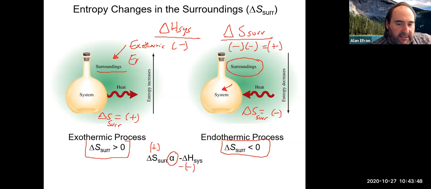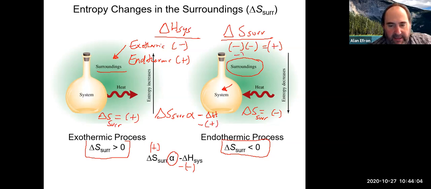If it is an endothermic process, that means my delta H would be positive. So since the delta S of the surroundings is proportional to negative delta H, that means my negative and positive would give me a negative value. So that's how we get to our negative value here. So it's basically the opposite relationship.